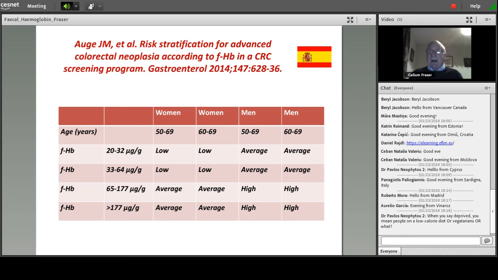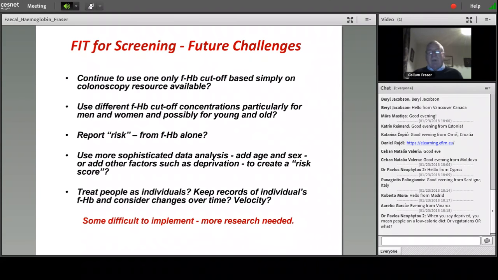When I've said deprived, I mean people who are socioeconomically deprived, and it's not just diet, it's education, housing, the crime in the area, a very complicated factor, but it is socioeconomic status that we call deprivation.